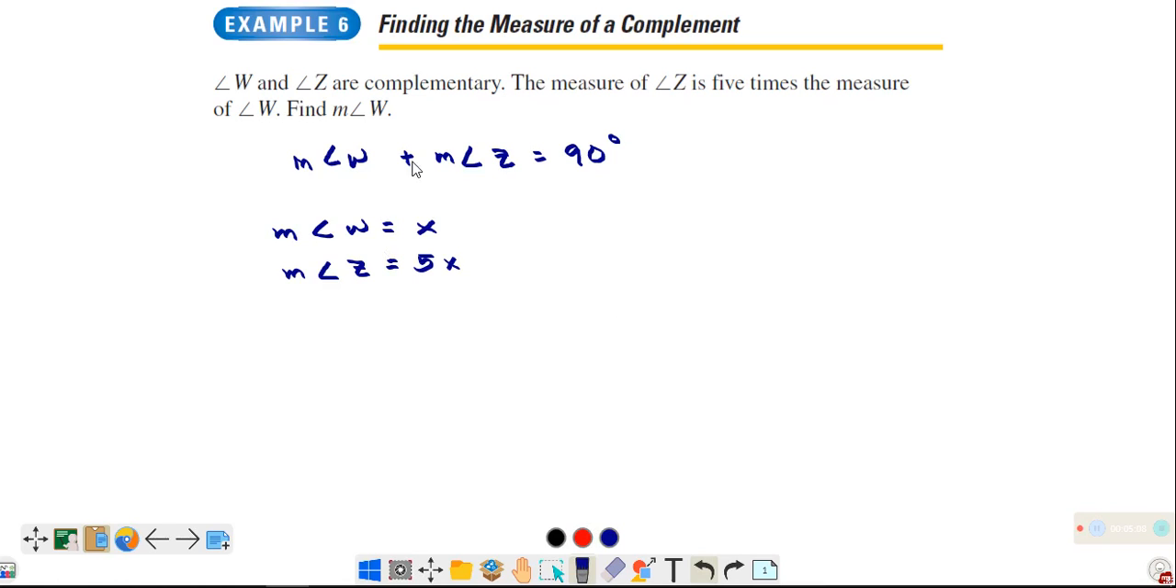Now, let's try to compute for their sum. So, substitute natin si x at saka si 5x. So, we have here x plus 5x is equal to 90 degrees. Combining like terms, we have x plus 5x, 6x is equal to 90 degrees. Now, divide both sides by 6. You will get the value of x. Okay?